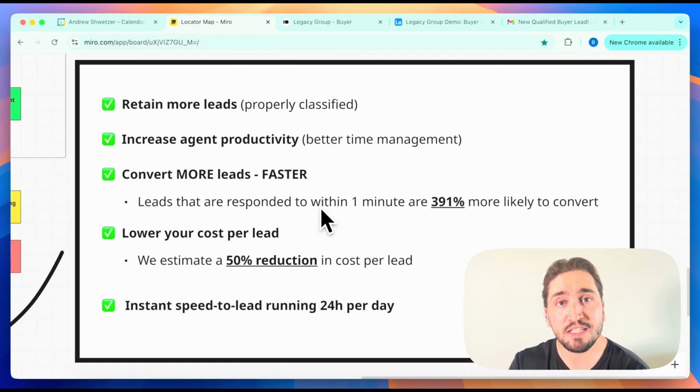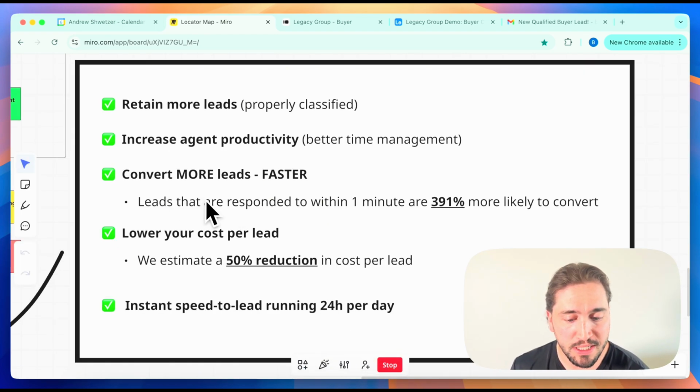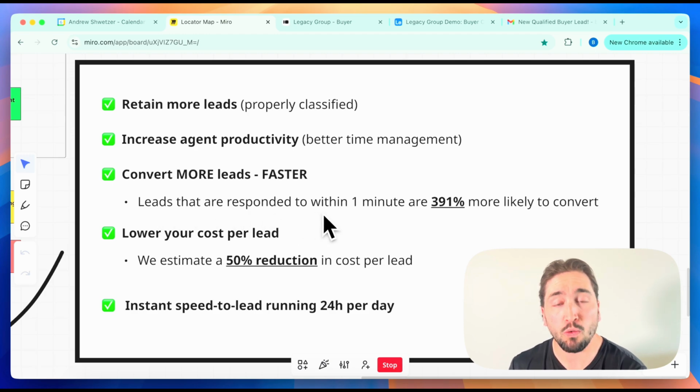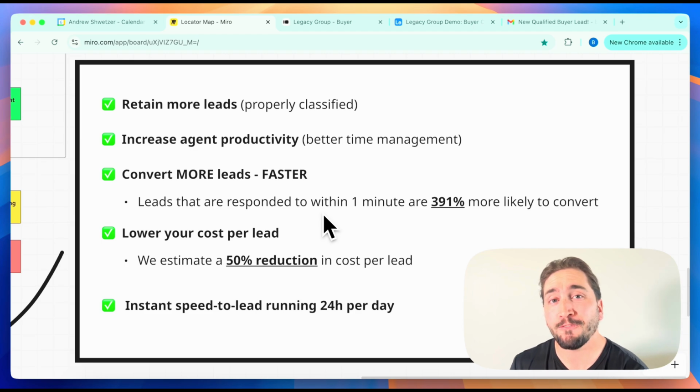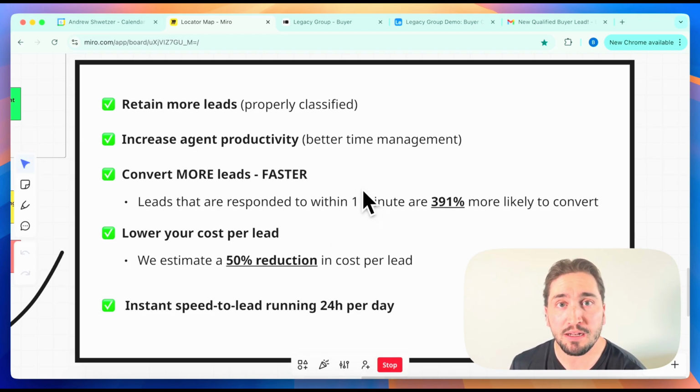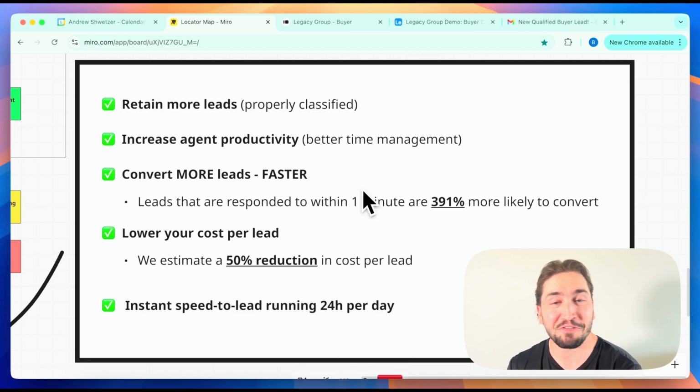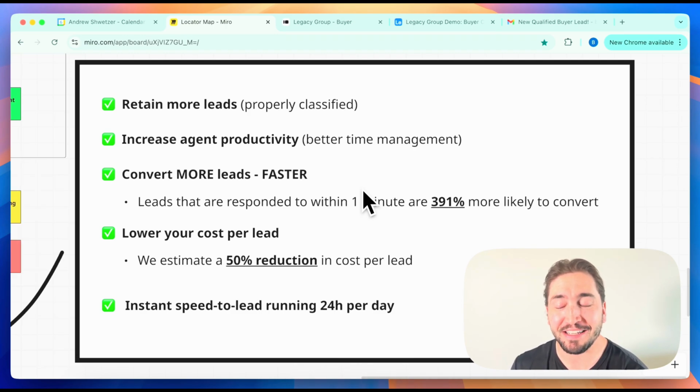You're going to convert more leads faster, right? So we found in our research that leads that are responded to within 1 minute are 391% more likely to convert. So that's almost 4 times the likelihood of converting that lead if you respond within 1 minute. Now, I don't know about you, but I don't know any real estate agent on earth that can constantly respond to their leads within 1 minute, but that's the beauty of AI.